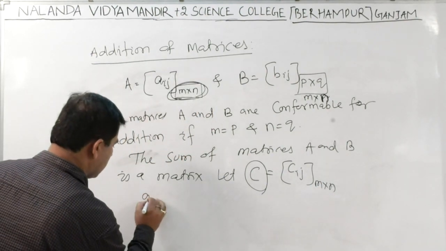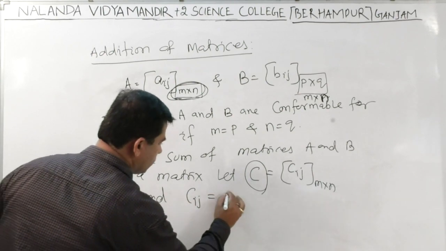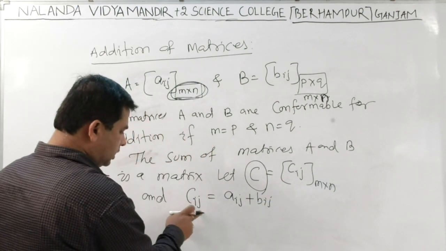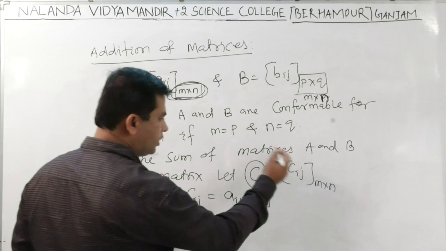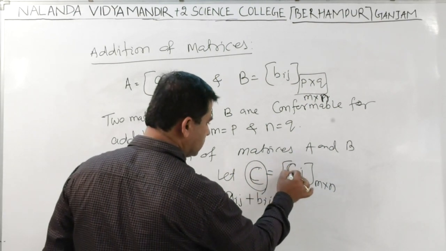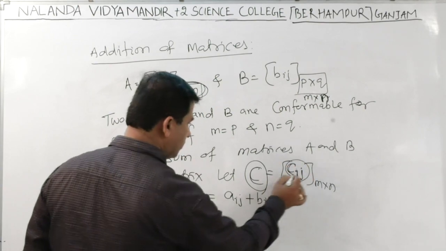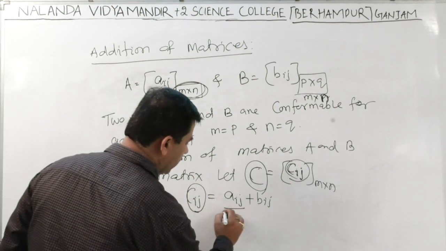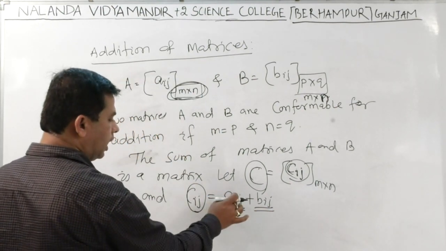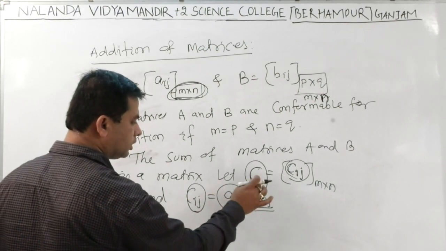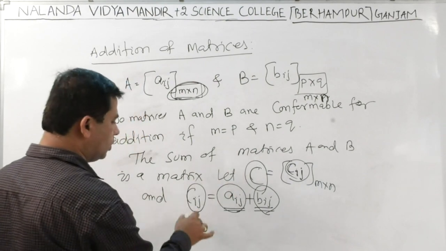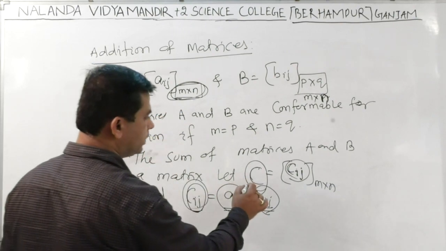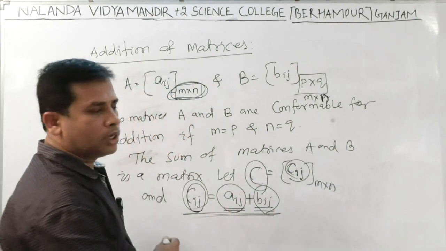And Cij is equal to Aij plus Bij. Cij means the resultant matrix is our C. The elements of C are Cij, and Cij is equal to Aij plus Bij. That means the ith row jth column element of matrix A plus the ith row jth column element of matrix B is equal to the ith row jth column element of matrix C. Then we say that is our addition of two matrices. In this way, we can add two matrices.